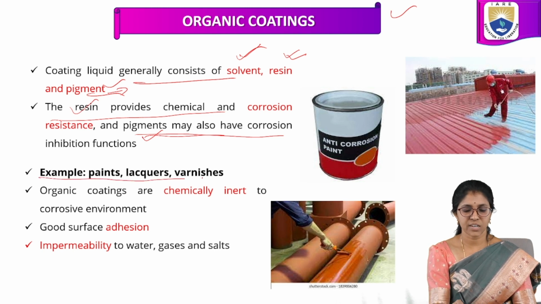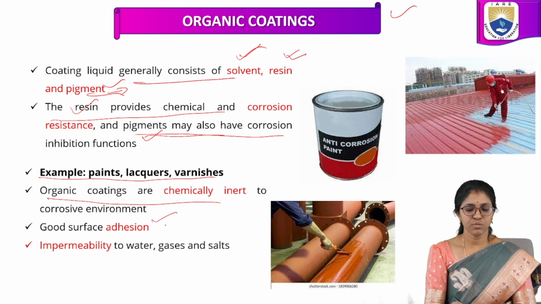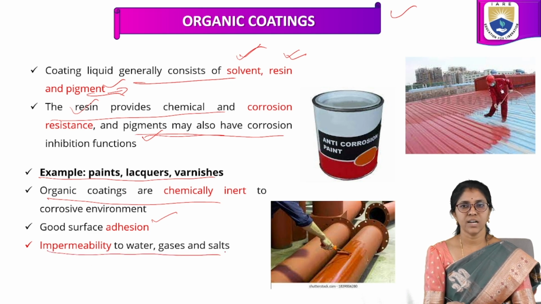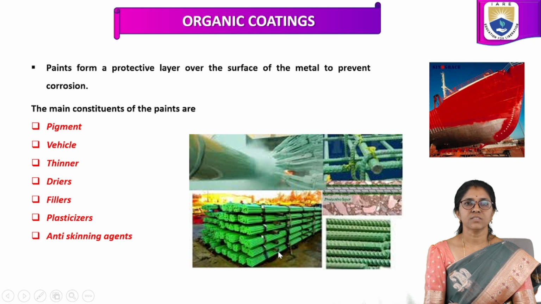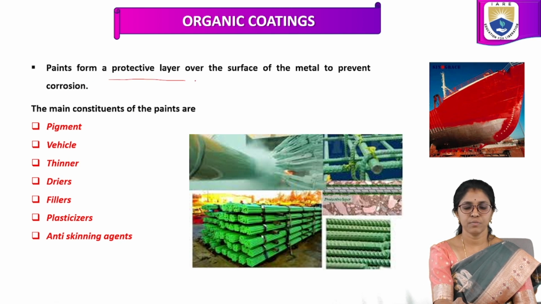Examples of organic coatings are paints, lacquers, and varnishes. Organic coatings are chemically inert to corrosive environments. They have good surface adhesion and impermeability to water, gases and salts. These paints form a protective layer over the surface of the base metal to prevent corrosion.